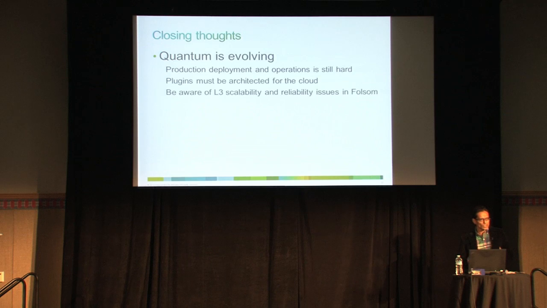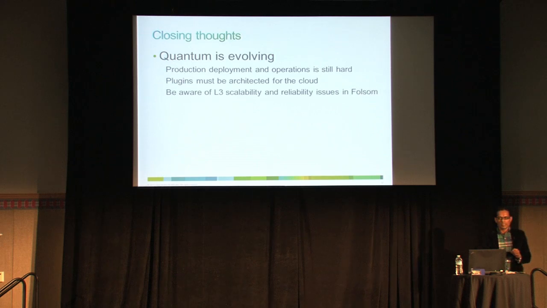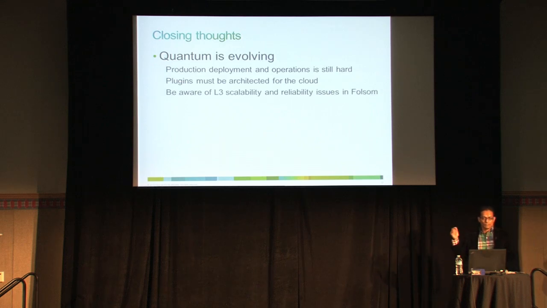Closing thoughts: Quantum is evolving. Production deployment and operations is still very hard. So you want to plan and take only those features that are thoroughly tested, reliable, and also use the redundancy that's available in your existing infrastructure, because there are some things that are missing today. And the plugins that you use must be architected for the cloud. It's not just Quantum, the entire solution has to be architected for the cloud. Be aware of the L3 scalability and reliability issues in Quantum in the Folsom release. Make sure that you only do some testing with this, so you just get a feel of it, so you can plan for a reliable L3 deployment in the upcoming releases.